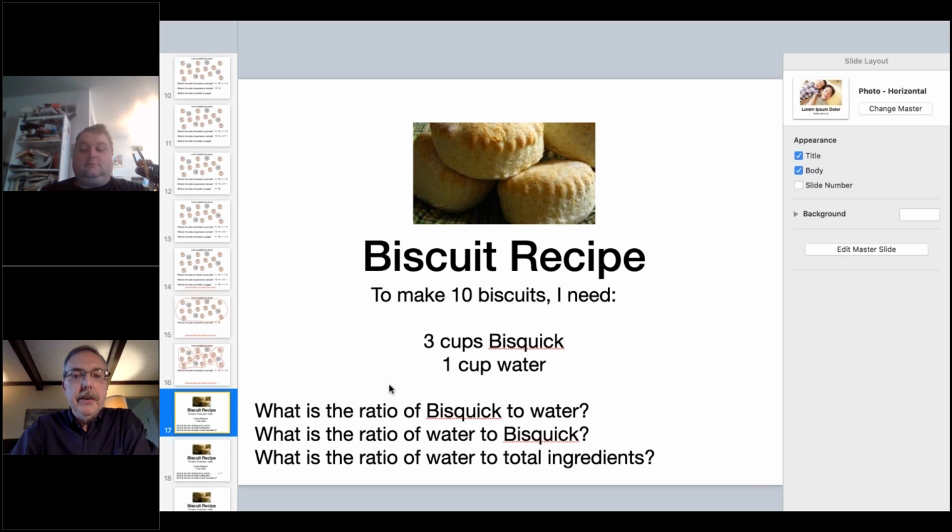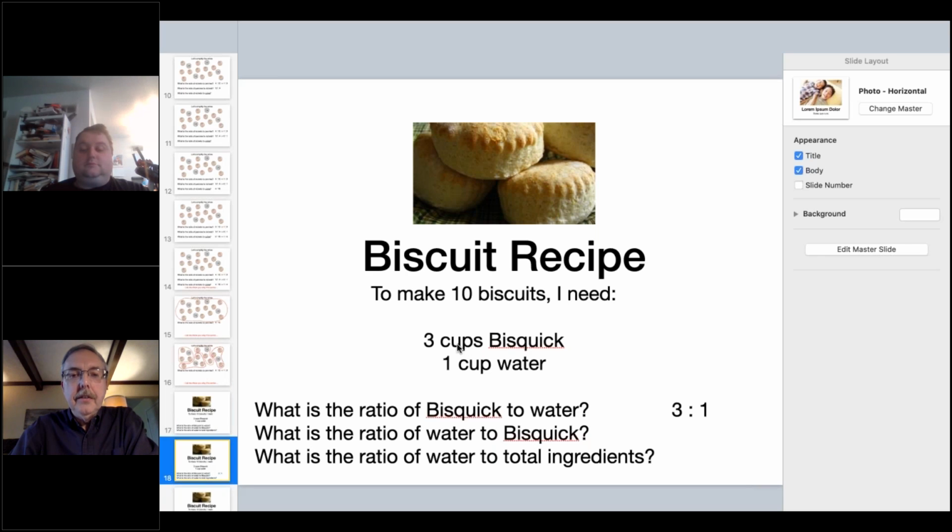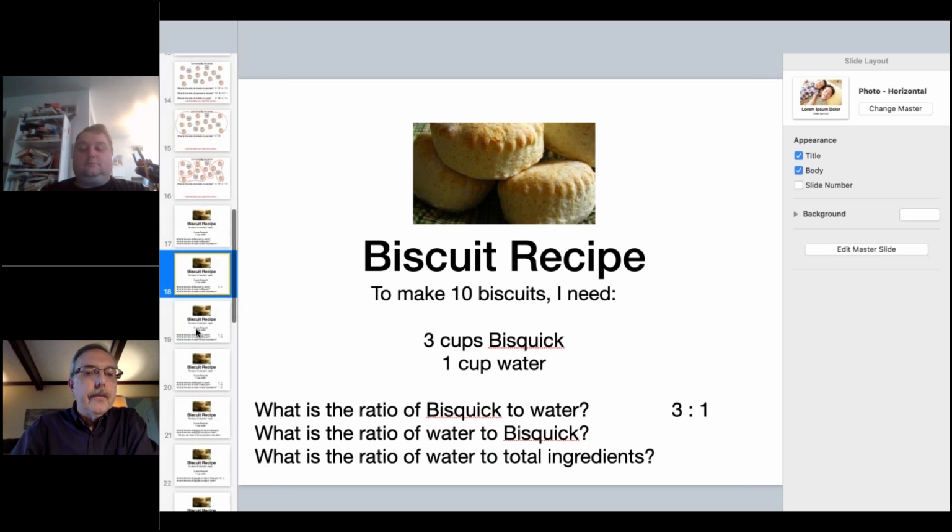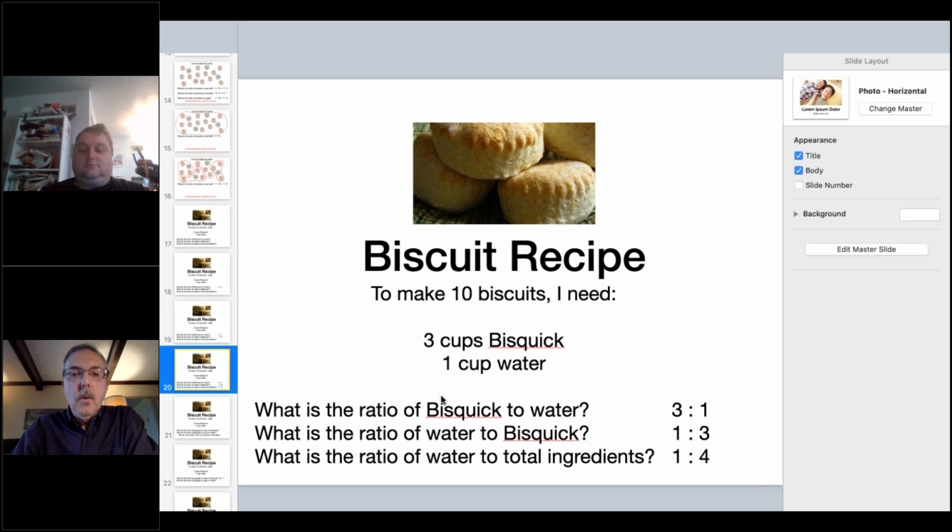So first, if we look at Bisquick to water, we can see that we have 3 cups Bisquick and 1 cup water. So the ratio there is 3-to-1, because I said Bisquick first, then water. We take the cups of Bisquick first, and then the cups of water second. Turning it around and saying the ratio of water to Bisquick, then we've got 1-to-3. And if we look at the total ingredients, we have 4 cups total, 3 plus 1. So if we look at the cups of water to the total cups, we have 1 cup water to 4 cups of the total ingredients.